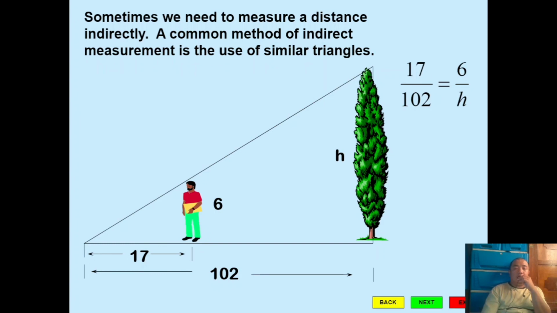So our equation will be 17 over 102 is equal to 6 over h. That is, the length of the shadow of the man over the length of the shadow of the tree is equal to the height of the man over the height of the tree. By cross multiplication, we have 17h is equal to 6 times 102. Manipulating the equation, we have 36. Therefore, the height of the tree is 36 units.